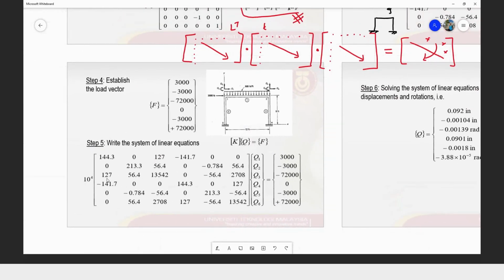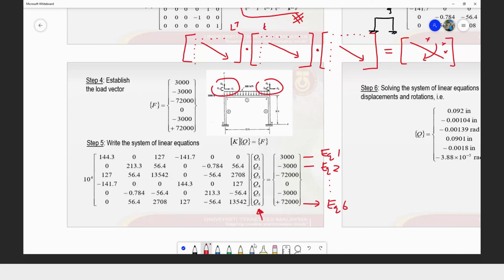So dia dah reduce kepada 6 kali 6 dekat sini selepas boundary conditions applied. So selepas boundary condition apply, yang aktif hanyalah 6 unknown degree of freedom. Sebab itu kita ada 6 equation. Equation 1, equation 2, dan ni adalah equation nombor 6 lah. So kita ada 6 equation, rearrange in the metric formats so that we can solve for the unknown yang kita nak tahu ni, dia punya displacement.